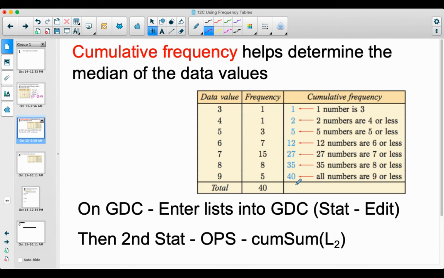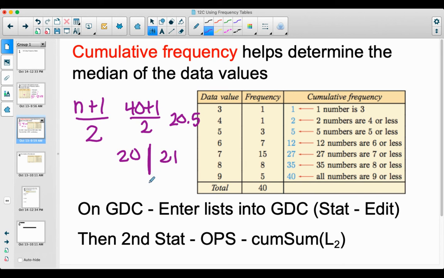And the reason we can do our cumulative is because we know that median is in the middle. And our formula to find median, and a way we can do it, is n plus 1 divided by 2. So we have 40 plus 1 divided by 2, which gives you 20.5. So it's going to be the number that sits between 20 and 21. This would be our median.